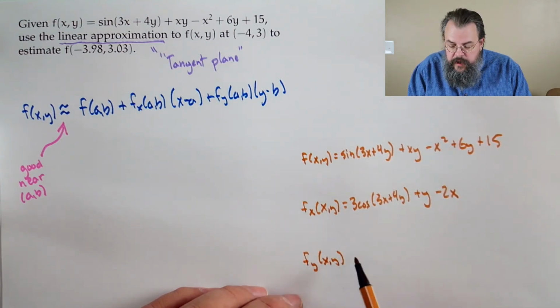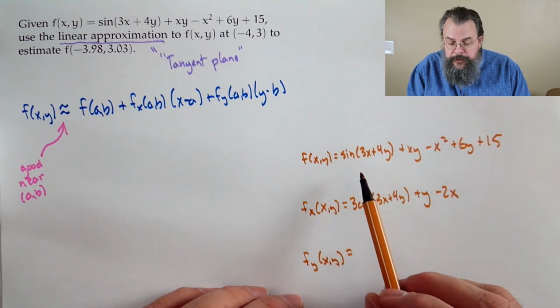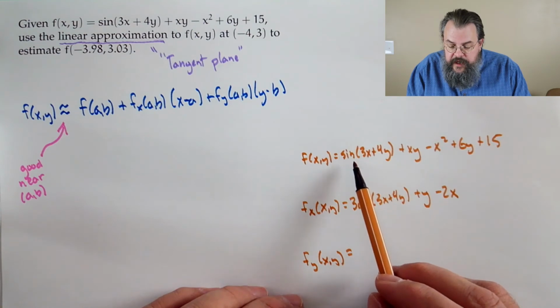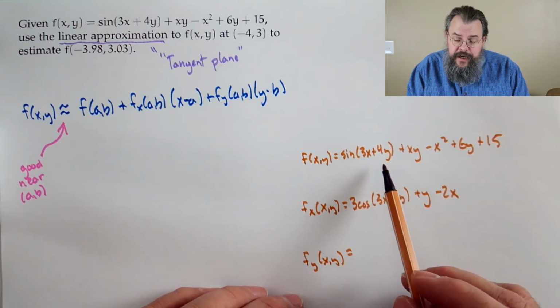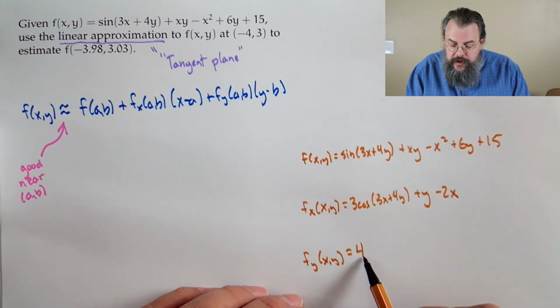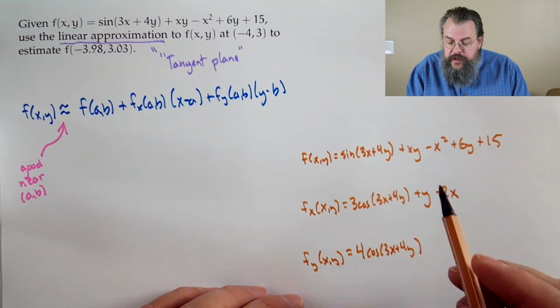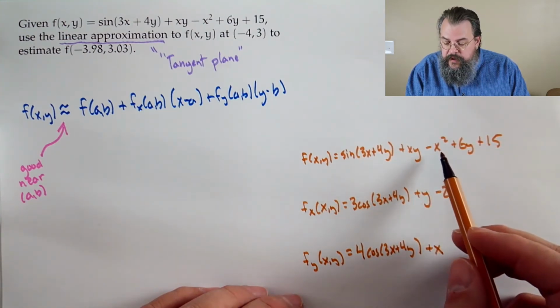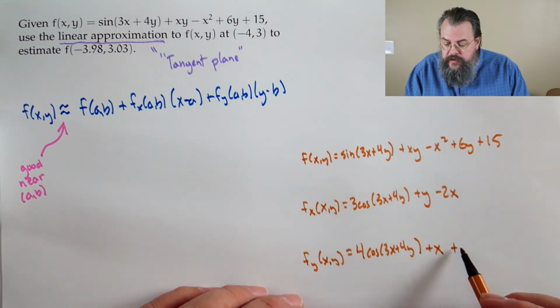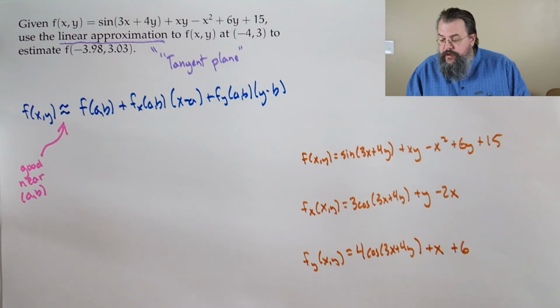Now f sub y of x, y. Okay, so again, go to the original function. Take the derivative now with respect to y. Derivative of sine is, again, cosine. Chain rule now, taking the derivative with respect to y, so it'll be 4 cosine of 3x plus 4y. Derivative of x times y with respect to y is x. Derivative of x squared goes away. Derivative of 6y is 6. And the 15 goes away. Okay, so those are our partial derivatives.